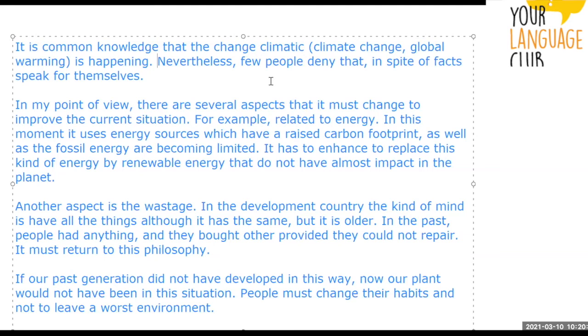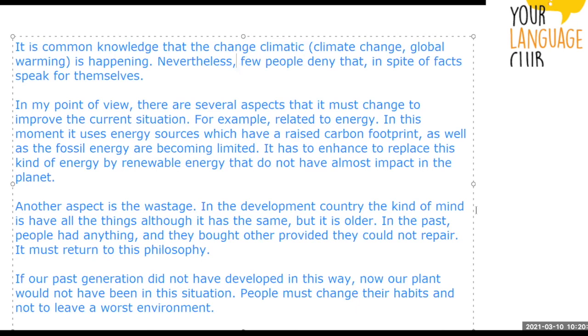I don't know, why do you say it's wrong? Because she's not adding anything. She's saying nevertheless, and then few people deny that, and then in spite of facts, they're different sentence starters. It's like going nevertheless, however, moreover. Do you see what I mean? They don't really connect well.